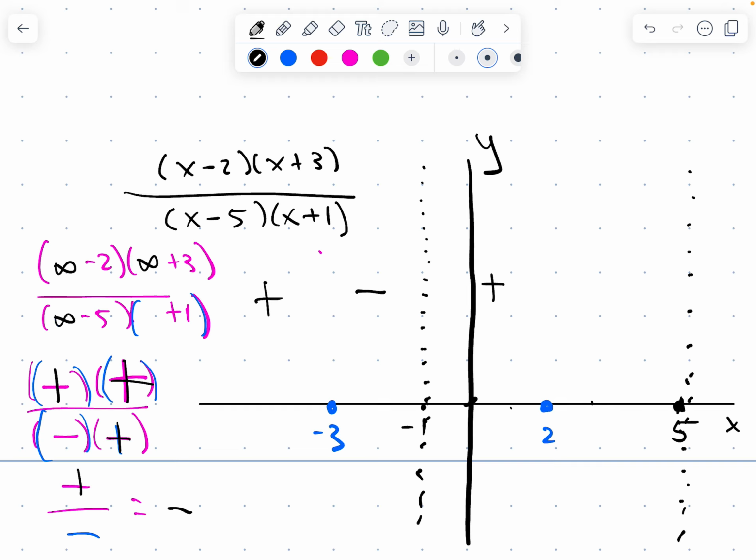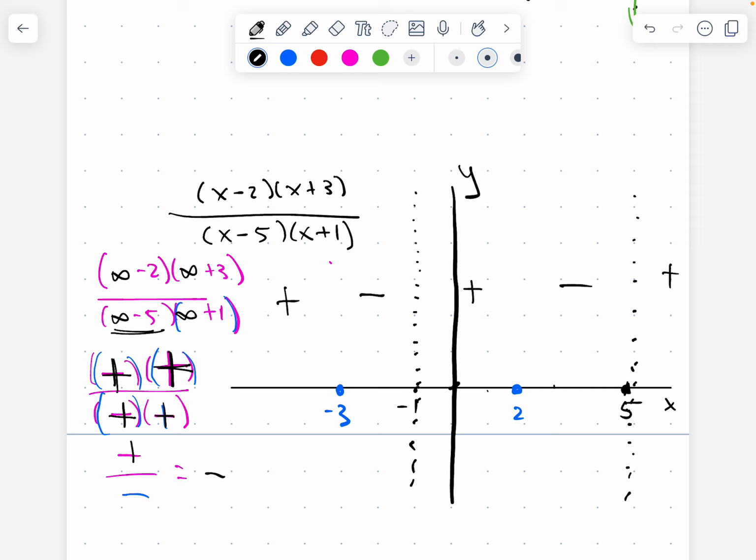All right, we're only worried about this sign here. Infinity minus 2 is positive, that stays the same. Infinity plus 3 is positive, that stays the same. This is the one that flips. Infinity take away 5, it's still a positive number. Infinity plus 1 is still positive, everything is positive. So in that region, everything is positive. So we have minus, positive. Okay, so how are we going to graph this now?